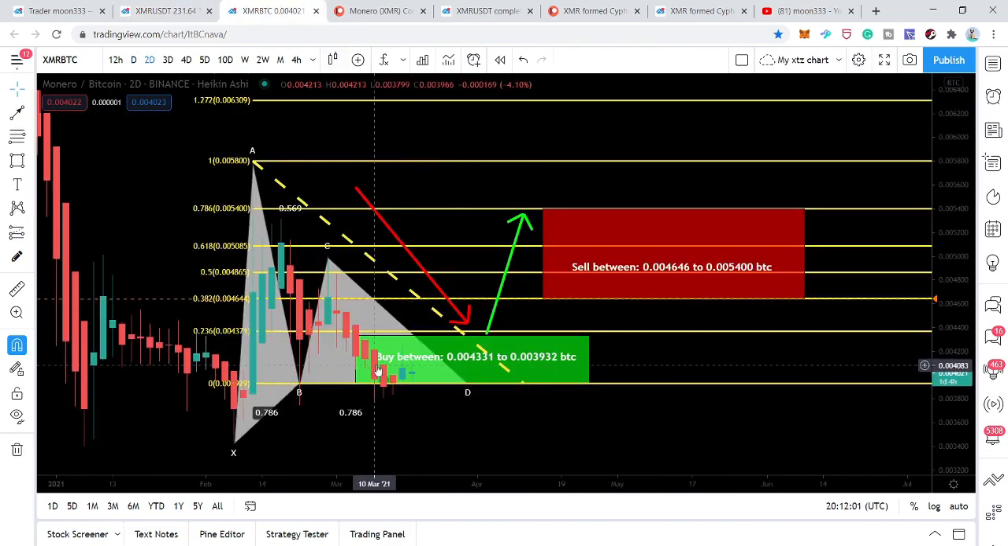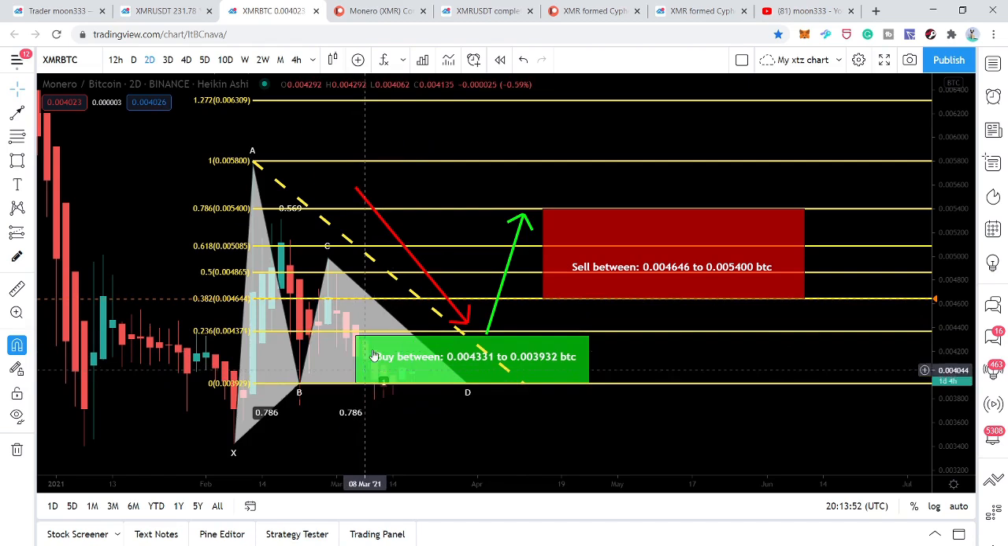Now here we can see that the price line has entered this buying zone and is moving sideways and likely to be consolidated here in this buying zone. Now as per the Fibonacci sequence of the bullish Gartley, our buying targets can be 4,331 satoshis to 3,932 satoshis, and our sell targets can be realistic. Sell targets can be 4,646 satoshis up to 5,400 satoshis.